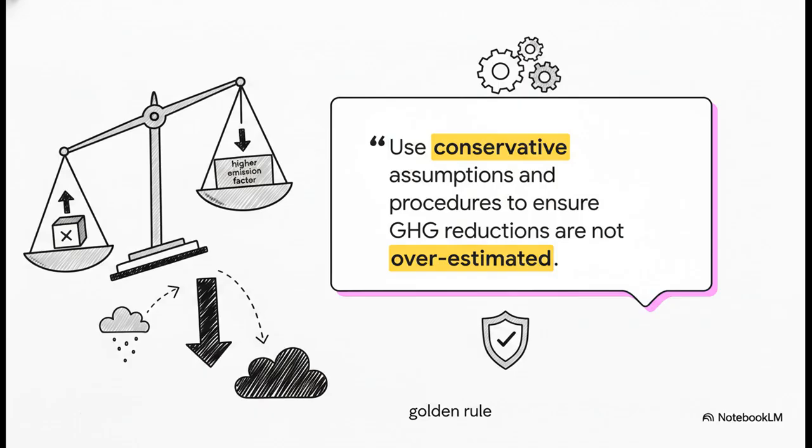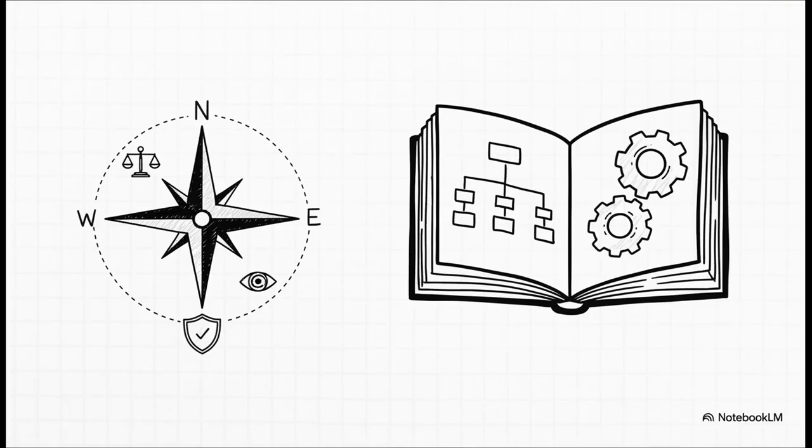And that brings us to the third leg, which is all about quantification, and specifically the principle of conservativeness. This is the golden rule for any project developer, and for us verifiers. The standard commands that if you're ever in doubt, if there's any uncertainty, you must use the assumption or value that is least likely to overstate your claim. So, if you have a range of possible emission factors, you have to pick the one that gives you the smallest, most conservative reduction number. No exceptions.